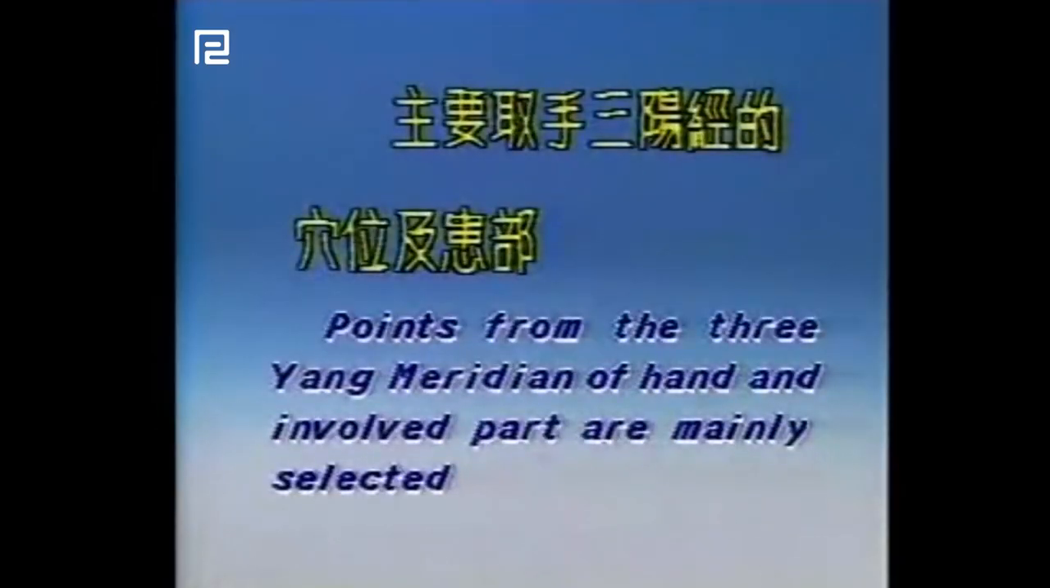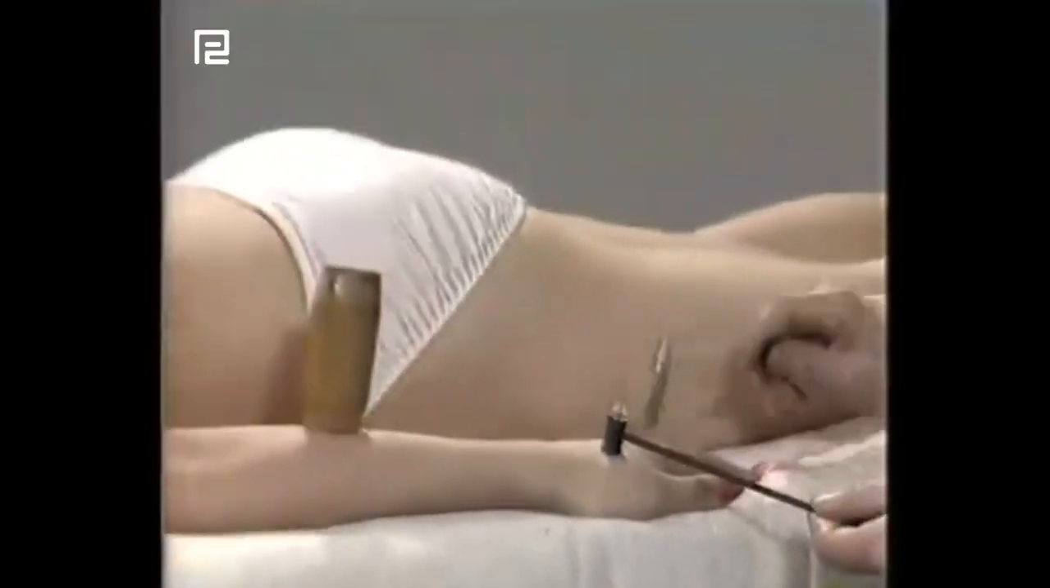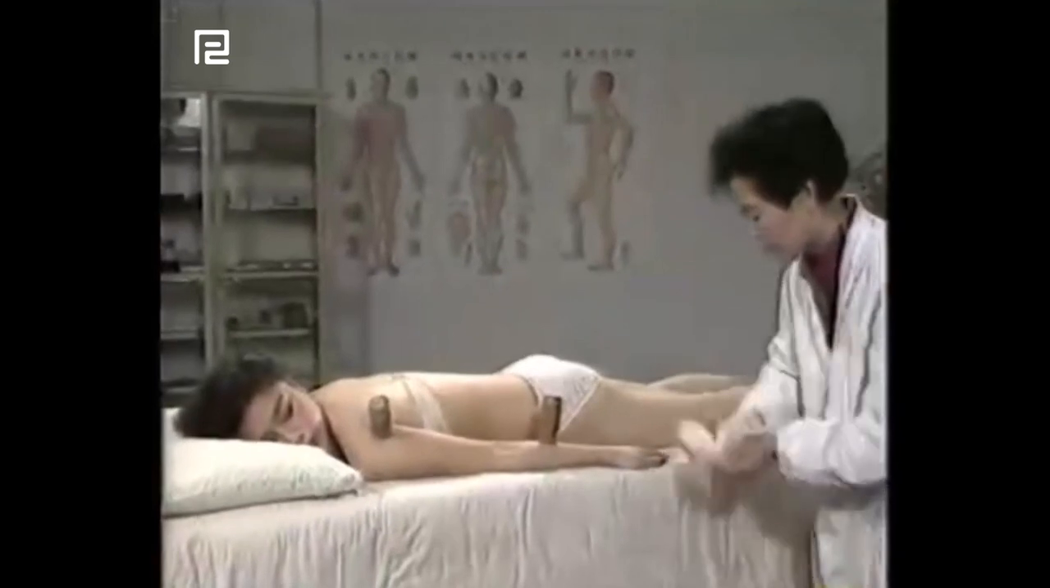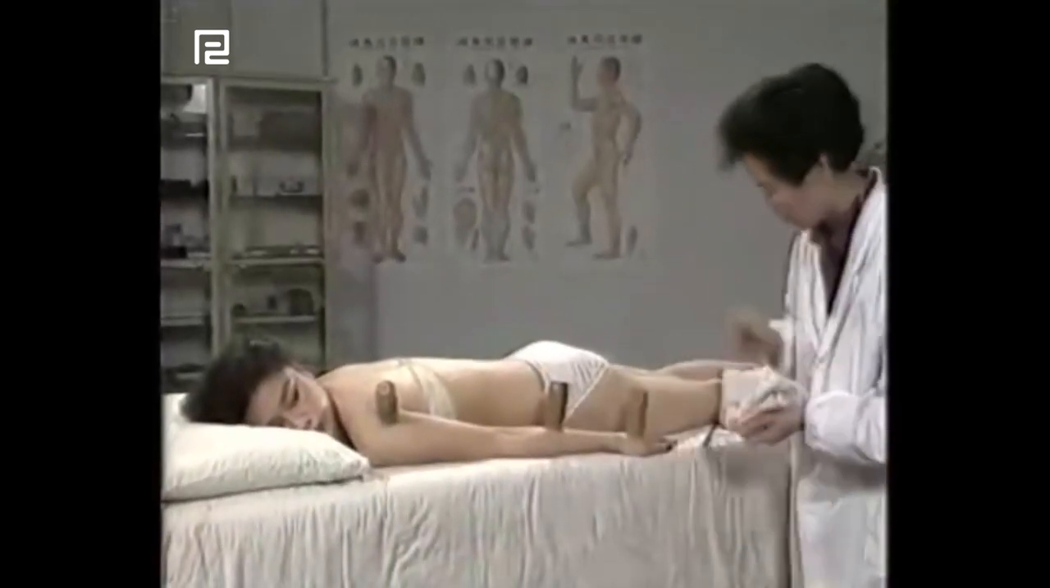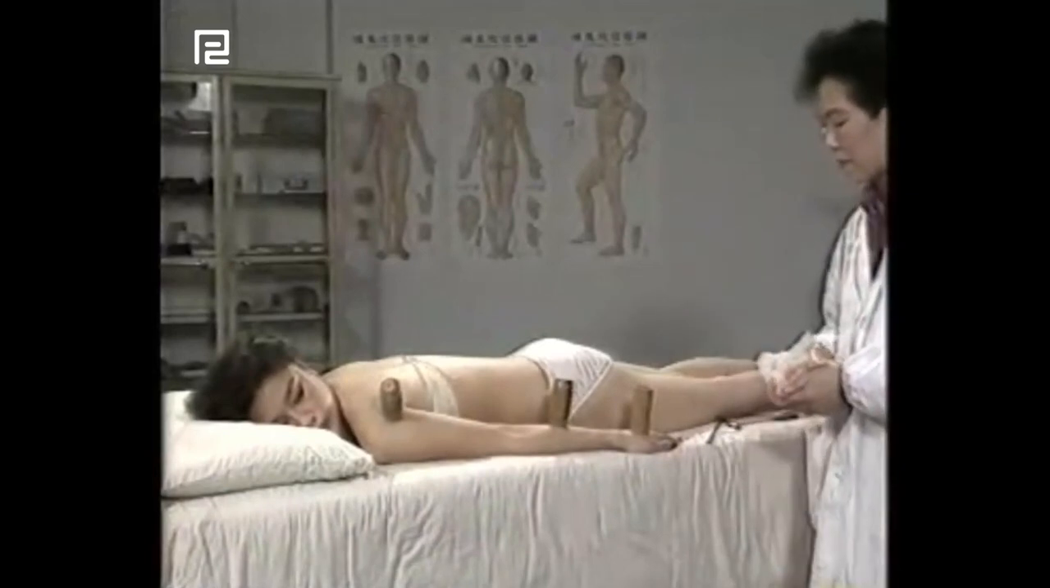Points from the 3 yang meridians of hand in the involved part are mainly selected. One region is chosen bilaterally in each treatment. Needle twice a week with 10 times as a course of treatment. Patients should rest for 2 weeks after being treated for 3 courses.